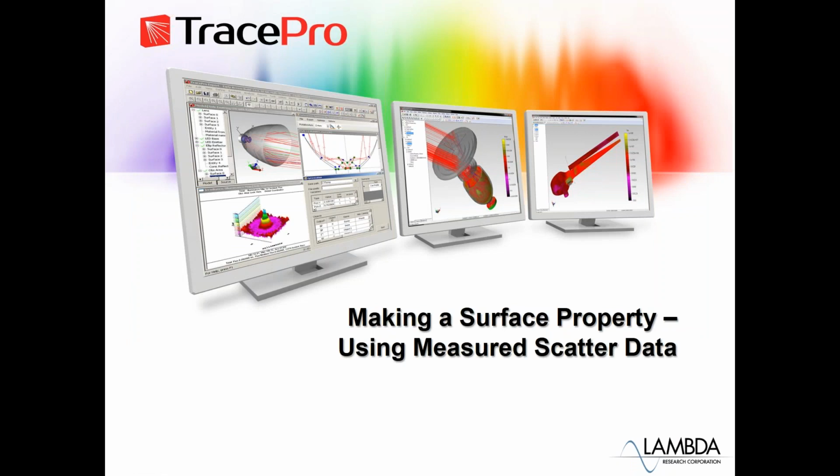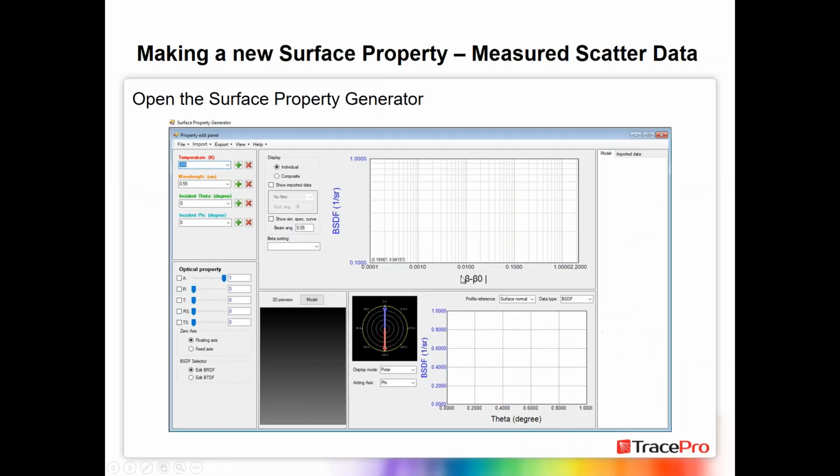So those two examples were making new properties with values that we've come up with ourselves. Now let's look at using the new property generator to take measured scatter data. So if you send a sample out to one of the companies that can measure scattering, they'll send you back a file that we can then load into this utility or into this generator.